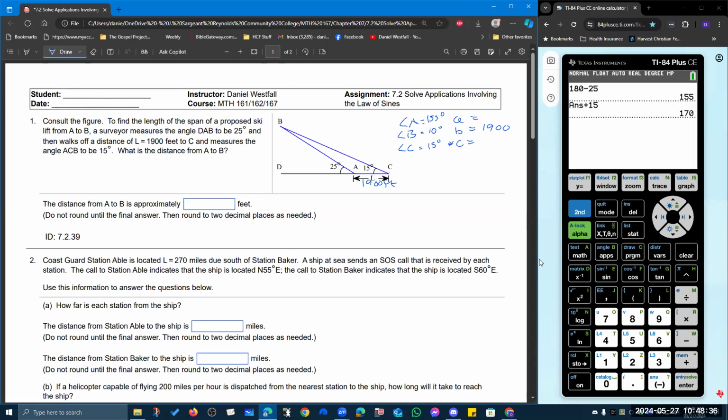So let's use C is to sine of C as B is to sine of B. So side C equals 1900 sine of 15 degrees over sine of 10 degrees. 1900 sine of 15 degrees divided by sine of 10 degrees, and we get 2831.91 feet.